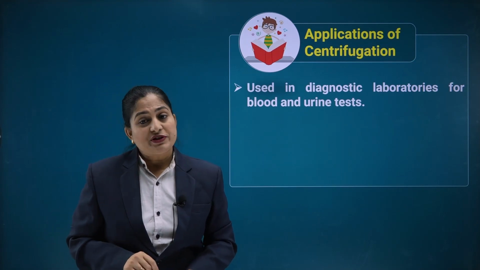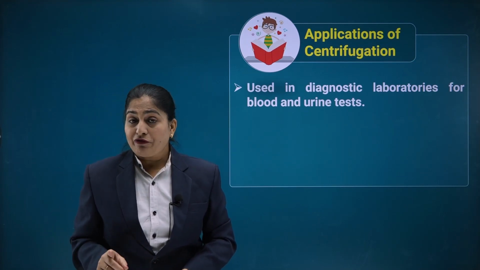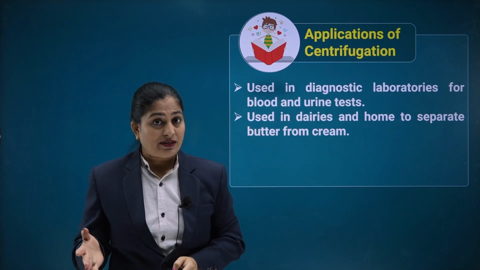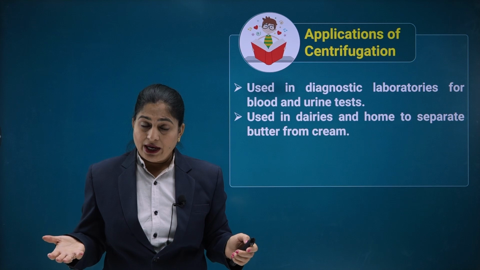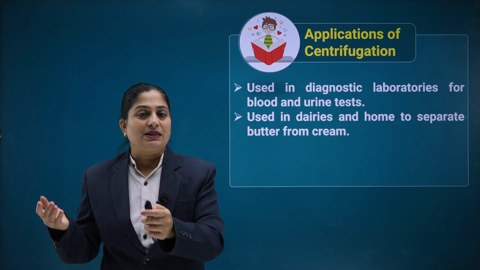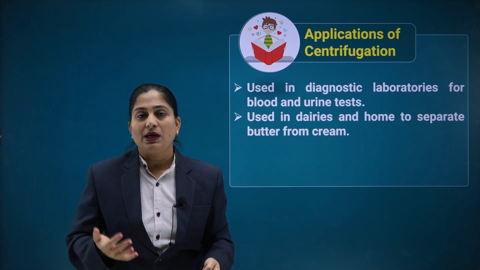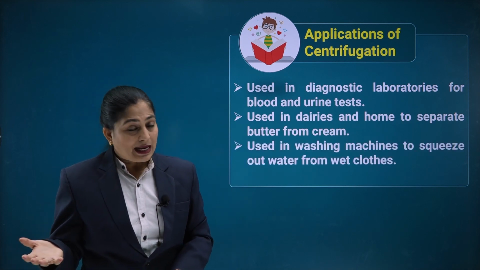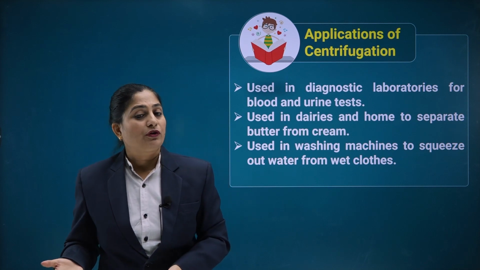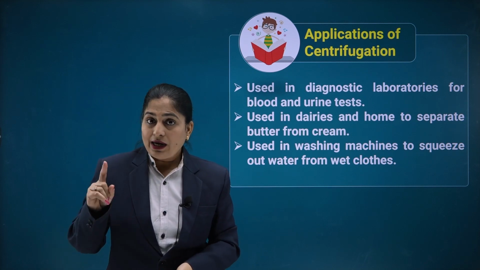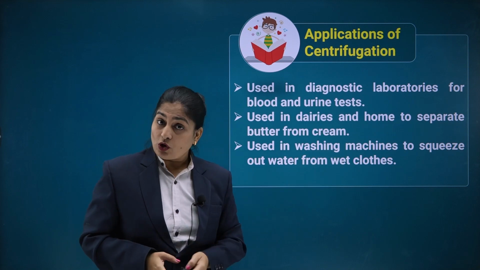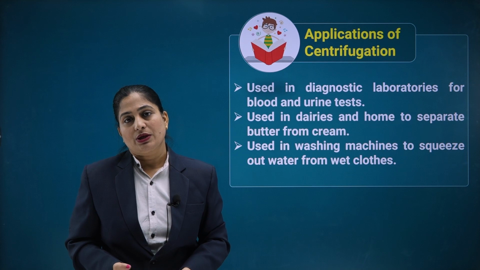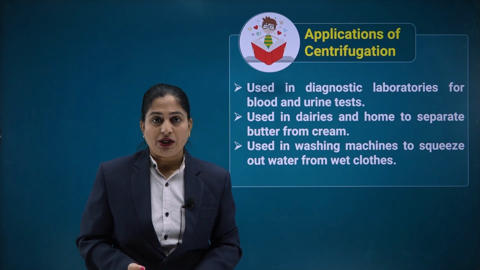What are the applications of centrifugation? Centrifugation is very good in diagnostic laboratories for blood and urine tests, because as I've told you, blood is nothing but colloid, and we can separate the red blood cells, white blood cells, platelets from plasma just by this centrifugal machine. It is also used in dairies and homes to separate butter from cream or cream from milk. And one other good example is it is used in automatic washing machines to squeeze out water from the wet clothes. That is also a good example of centrifugation.